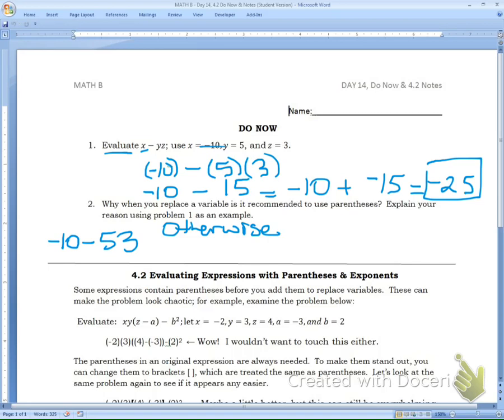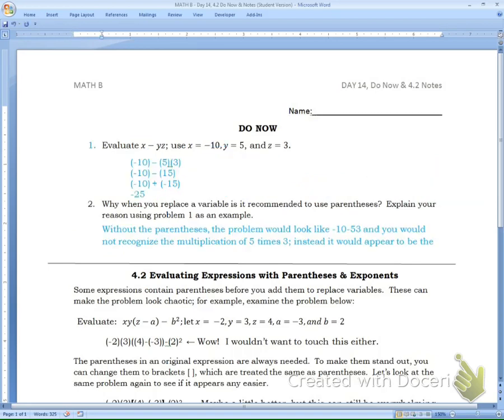Well, let's put it this way. I don't have room to write with the stylus because I can't write very good. So let me show it to you just in print. Without the parentheses, the problem would look like -10 minus 53, and you would not recognize the multiplication of 5 times 3. Instead, it would appear to be the number 53. There we go.